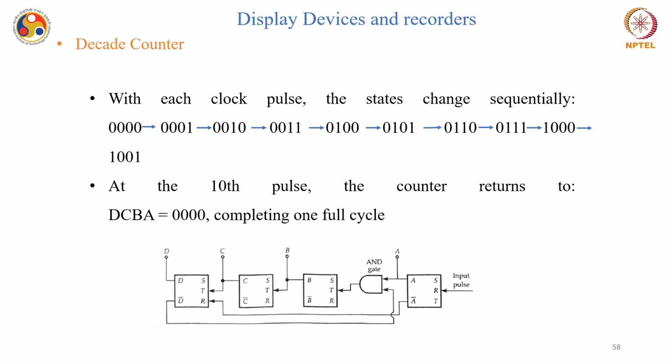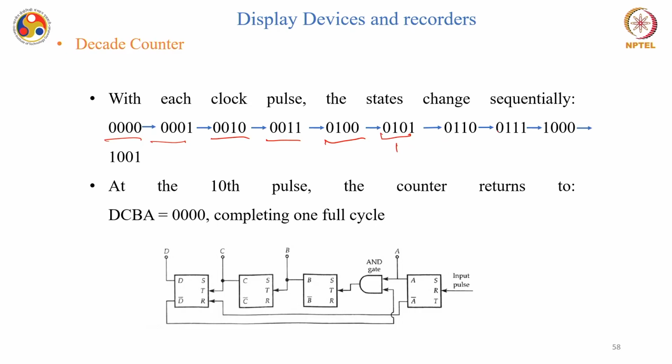With each clock pulse, the state changes sequentially, and you have all this counting starting from 0 0 0 0 to 0 0 0 1. Then, when flip-flop B gets toggled, you have 0 0 1 0. Similarly, after that you have 0 0 1 1, followed by 0 1 0 0 and then 0 1 0 1, and so on.